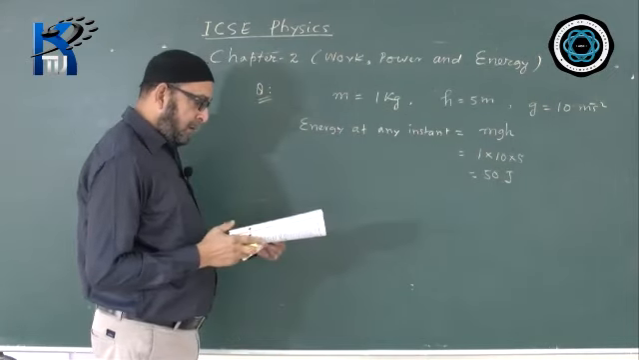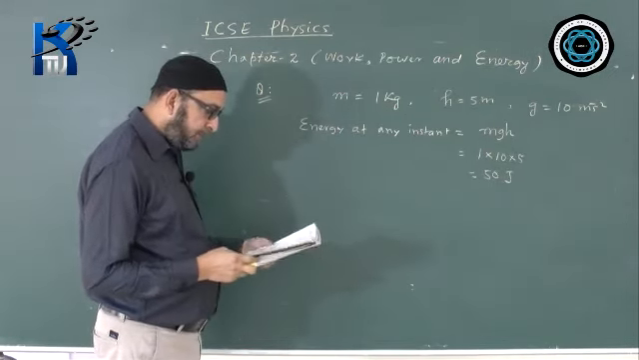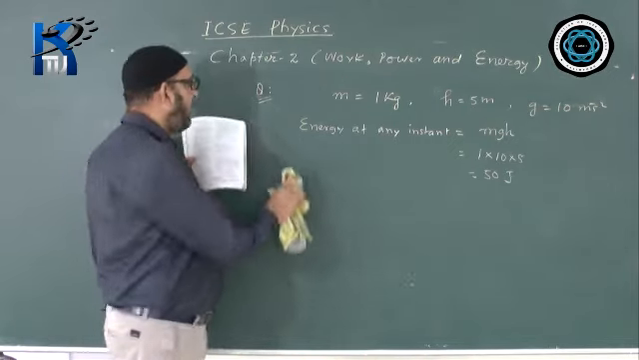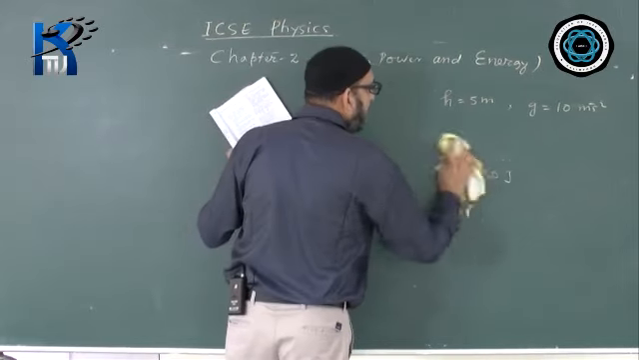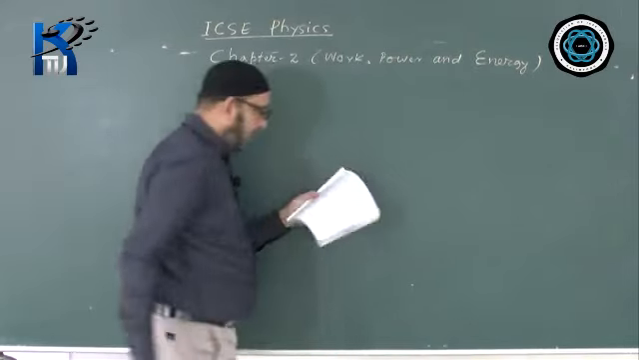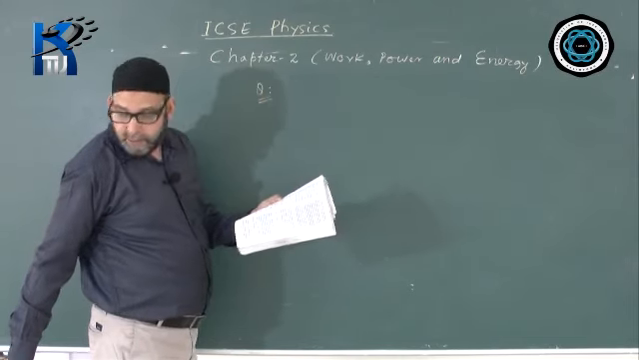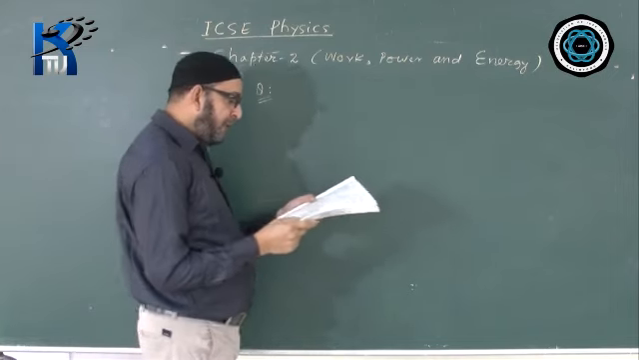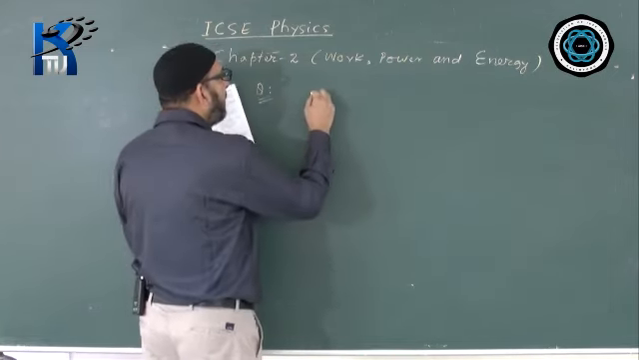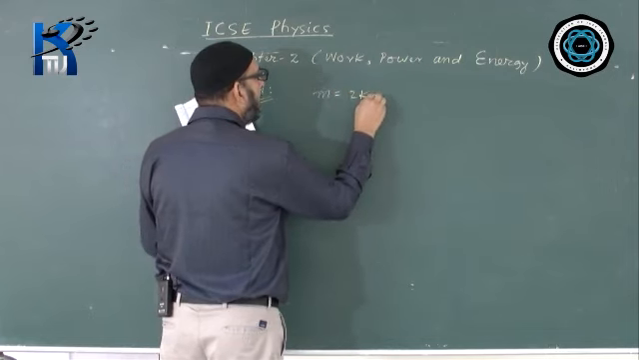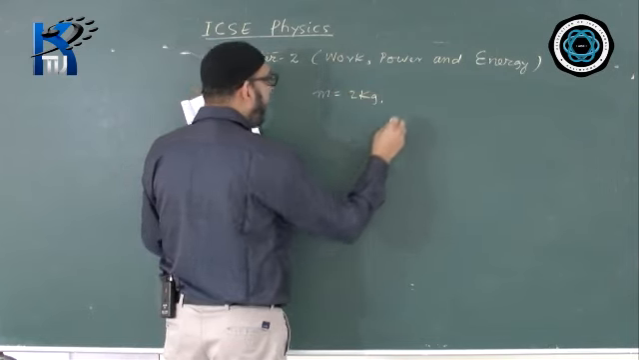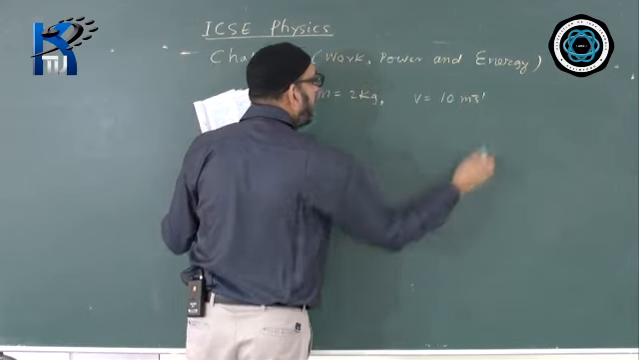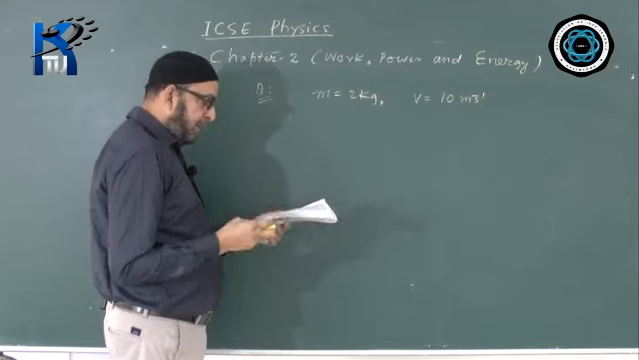Now we'll see another type of question. Calculate the kinetic energy of a body of mass 2 kg moving with a speed of 10 meter per second. So I'll write down the information. Mass is given 2 kg, moving with a speed 10. Speed and velocity are the same here because v is 10 meter per second. You have to find the kinetic energy.